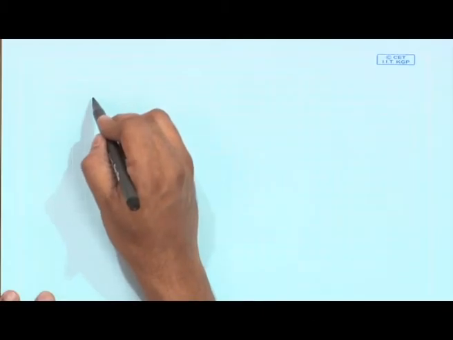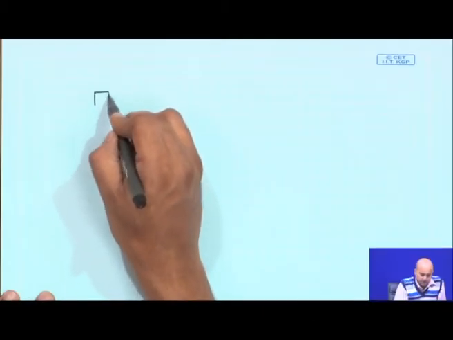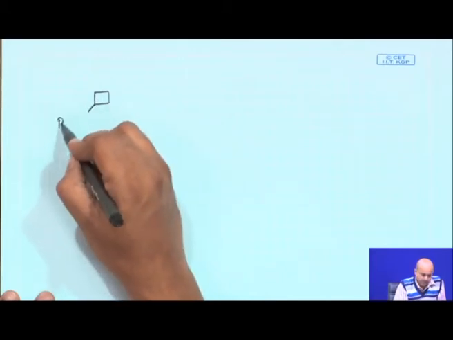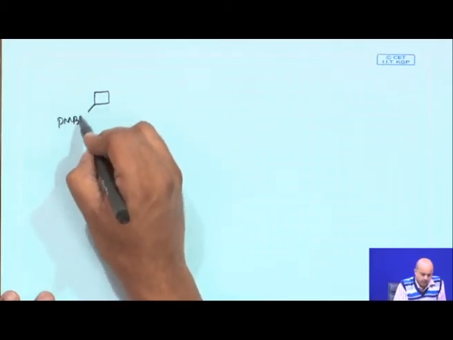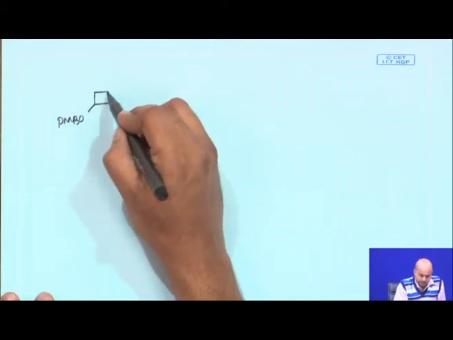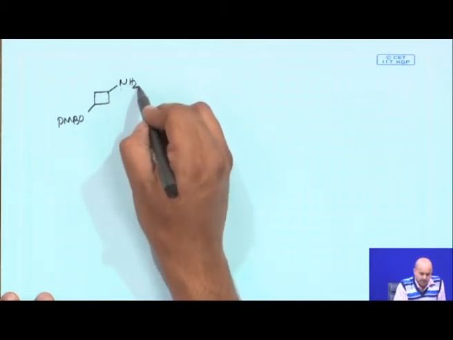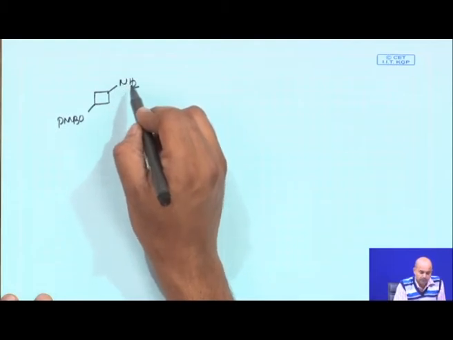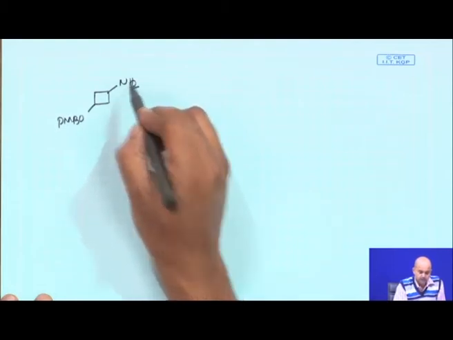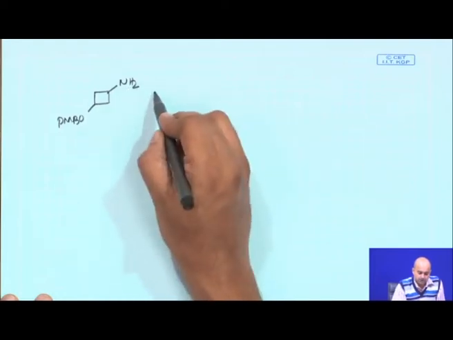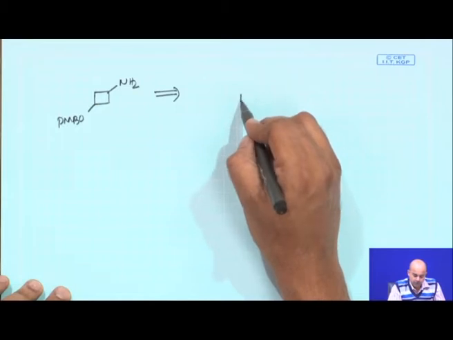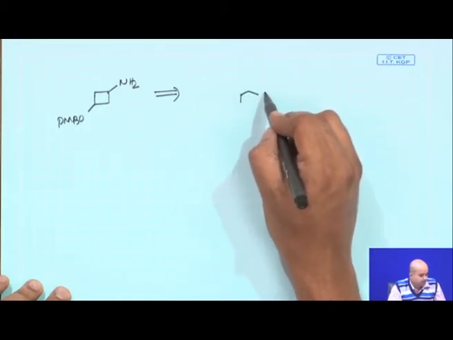Next problem we will try to figure out on a similar kind of thing. You are given a cyclobutane based target and the appendage where you need to introduce an NH2 appendage, this particular functional group. Well, the starting material also is given to you. I have given you the starting material.